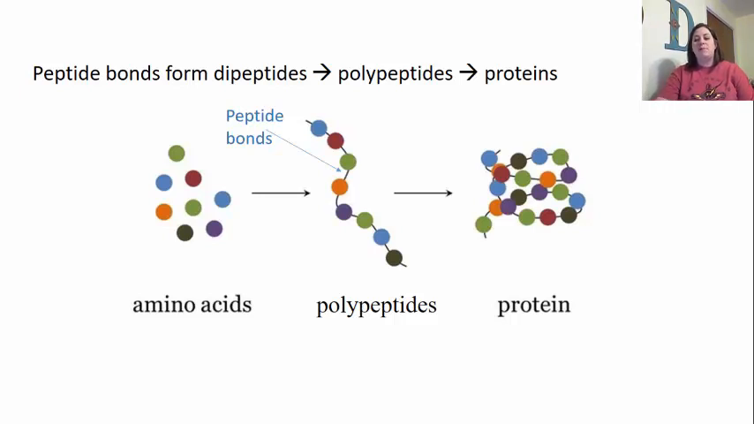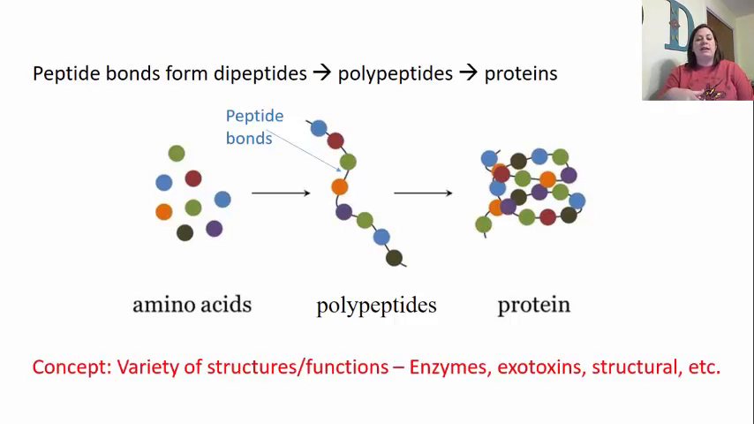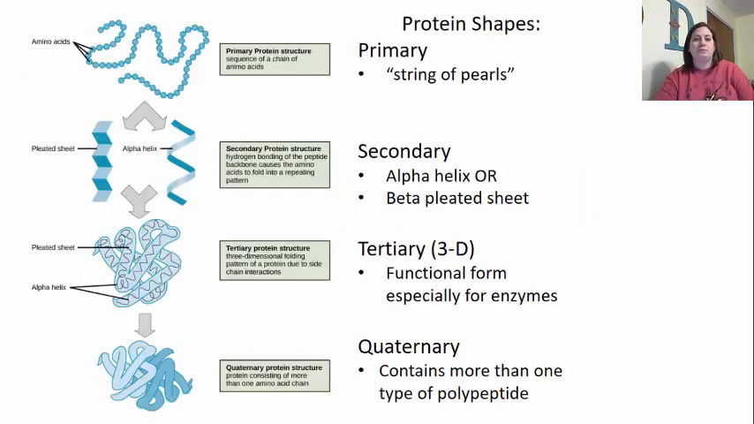Now, when we look at this, the way that the protein folds is going to provide the function of that protein. So the structure and function of proteins are very different based on what they need to potentially do. Some examples of proteins that are important in the body are enzymes, exotoxins, and even proteins that give more structure to the organism. So how does the protein get its shape?